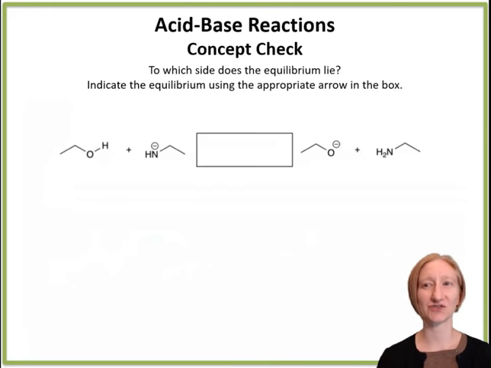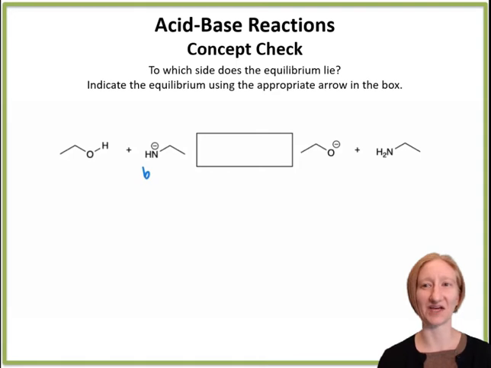This question asks you to determine to which side the equilibrium lies. Remember that when we're determining the side of the equilibrium, we need to compare the strengths of the acid and the conjugate acid. So I'll start by assigning the acid and base and drawing in my reaction arrows to make sure we're all in agreement on which two species we should be comparing here.